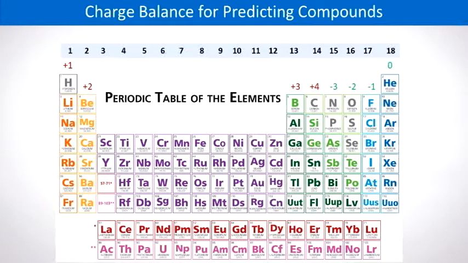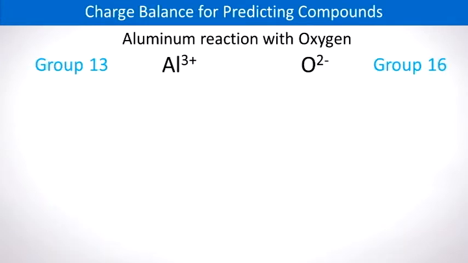So let's start to build compounds based upon their ionic charge. Let's do it by using some examples. This example shows aluminum, which has a +3 because it's located in group 13, and oxygen, which has a -2 because it's located in group 16.